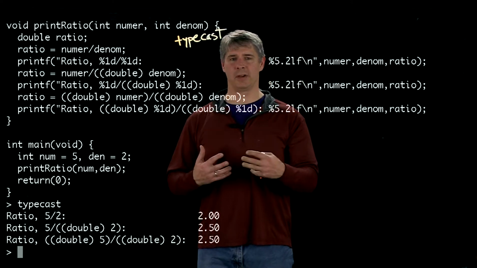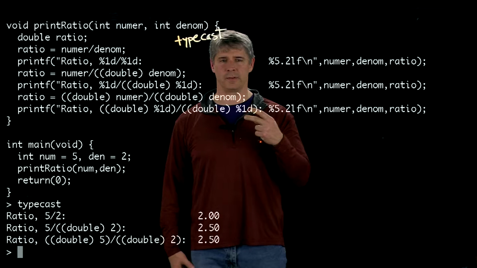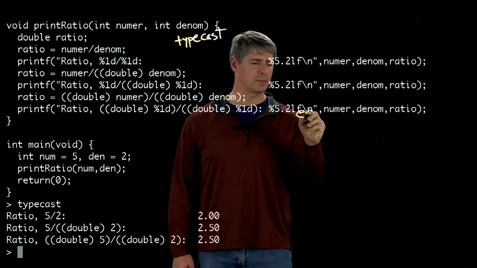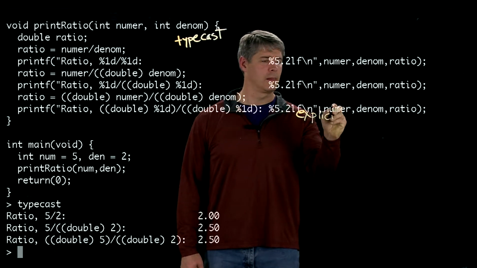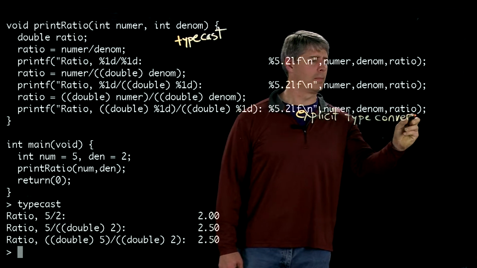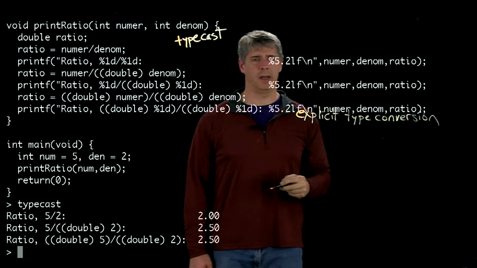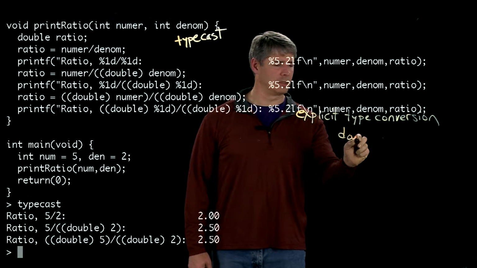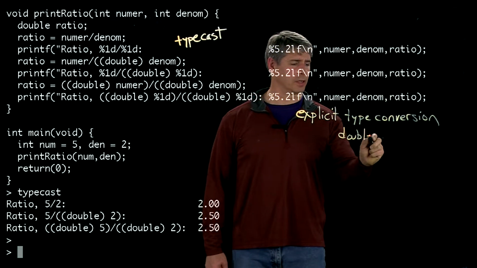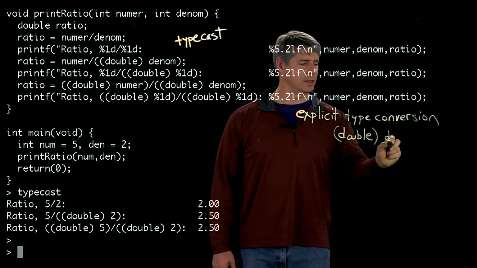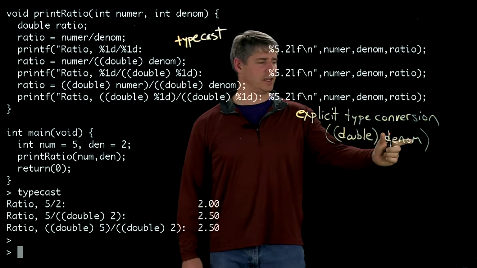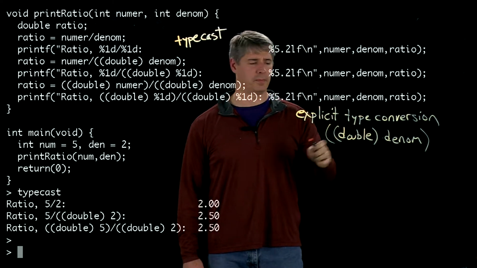Okay, so what's happening here? There's two kinds of type conversions that are going on. One is an explicit type conversion. And that's where we're doing double denom, for example. This expression takes that integer and changes it to a double.